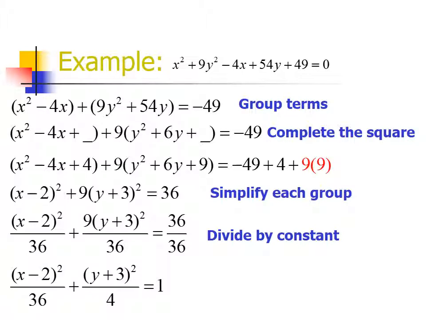(x - 2) squared over 36 plus (y + 3) squared over 4 equals 1. Notice that 36 is larger. A squared is always the larger denominator, which means A is 6, B squared is 4, which tells us that B is 2, and we'll use those as we graph.